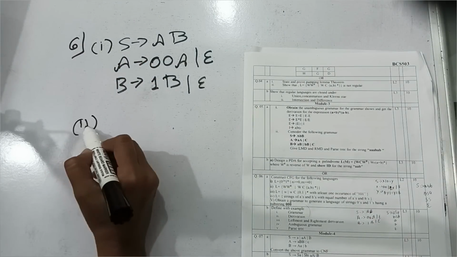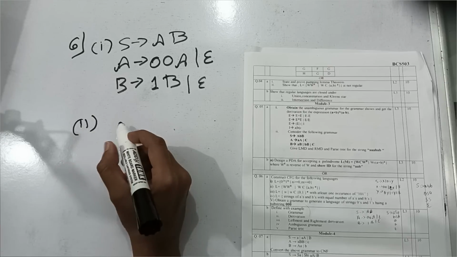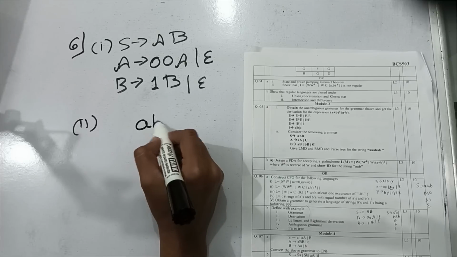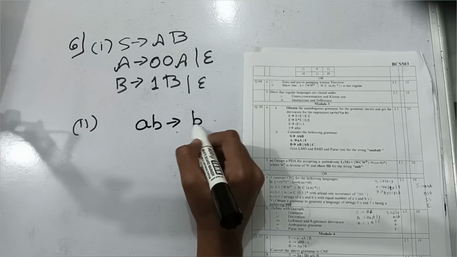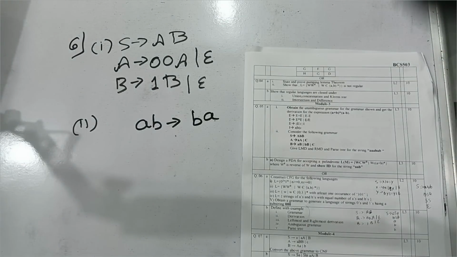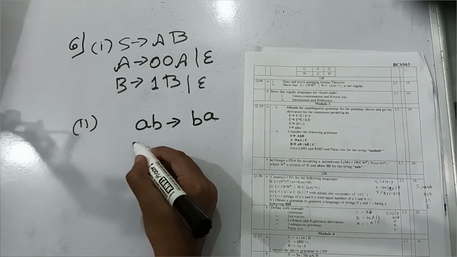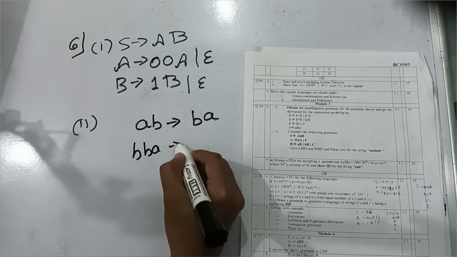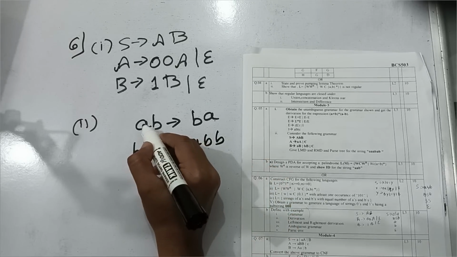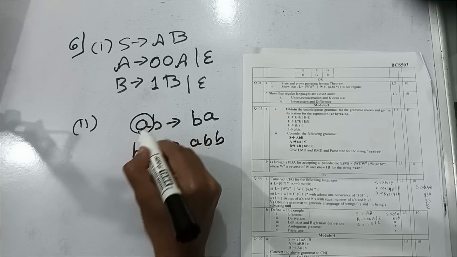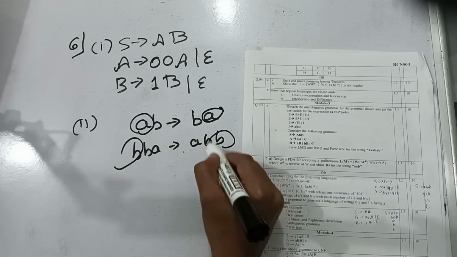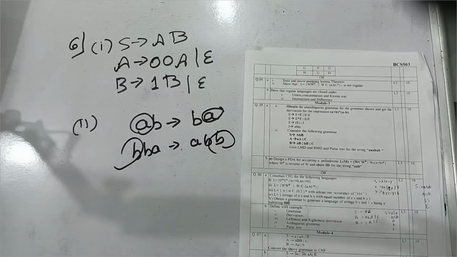Next, WW reverse. What is the reverse of a string? If I am starting from AB, then the reverse looks like BA, correct? Consider BBA and the reverse is ABB. So what is the meaning here? If it is starting with A, it should end with A. If it is starting with B, it should end with B.